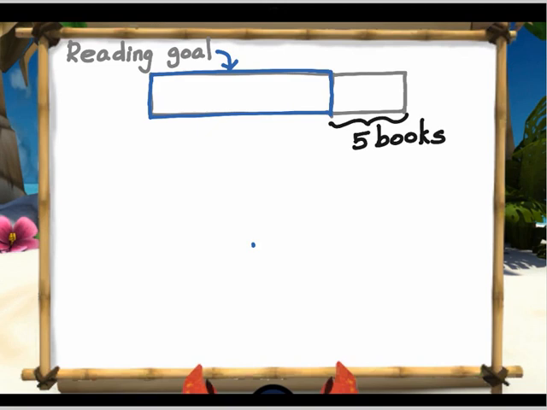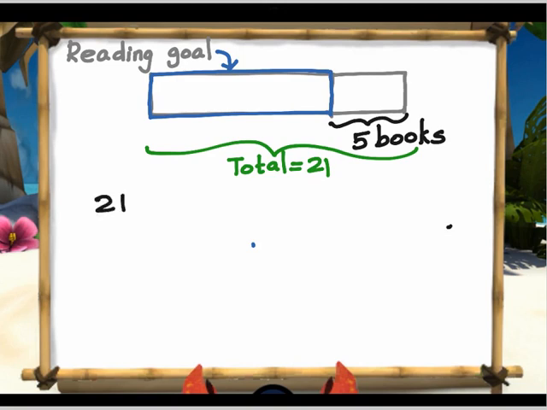The tape diagram here shows John's reading goal, where John's reading goal is shown in the blue rectangle. But he has read 5 more books. Okay, so we have to find John's actual reading goal. We also know the total number of books that he read is 21. And the question says that John beat his reading goal by 5 books.